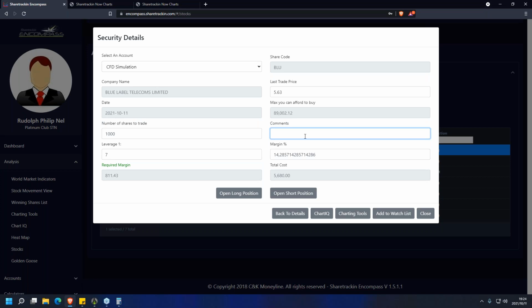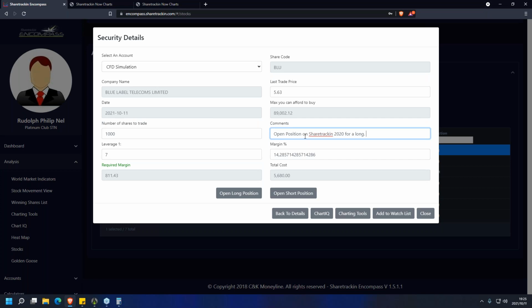So we're going to put in a comment here. One technical reason, or 1 fundamental, or 2 technical reasons and 2 fundamentals. So we're going to say, for instance, open position on Sharetrackin 2020 for a long. Okay, so that's one reason, because that's what we saw.